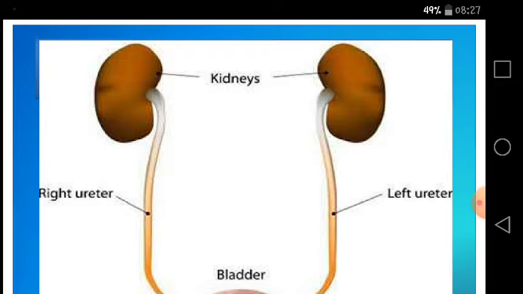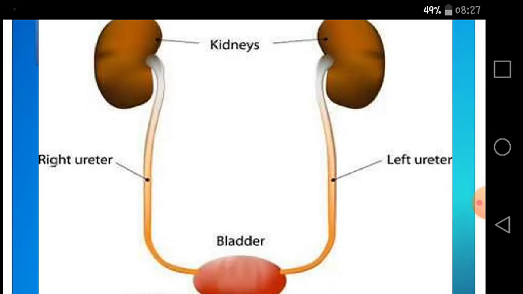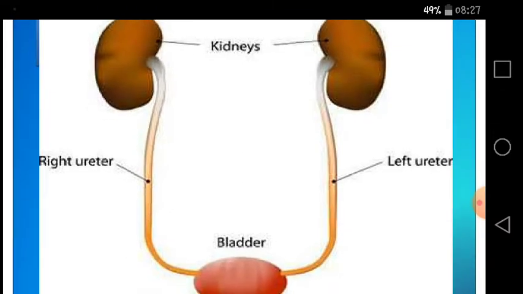Inside a kidney, the blood is filtered to remove urea and other waste products along with the salts and water, and the filtered blood passes out through the renal vein to the vena cava. The solution of urea, salts and water is called urine, and urine passes out of the kidneys through the two tubes called ureters, as you can see in this diagram, the right and the left ureter, and the urine is stored in an elastic muscular bag called the bladder.